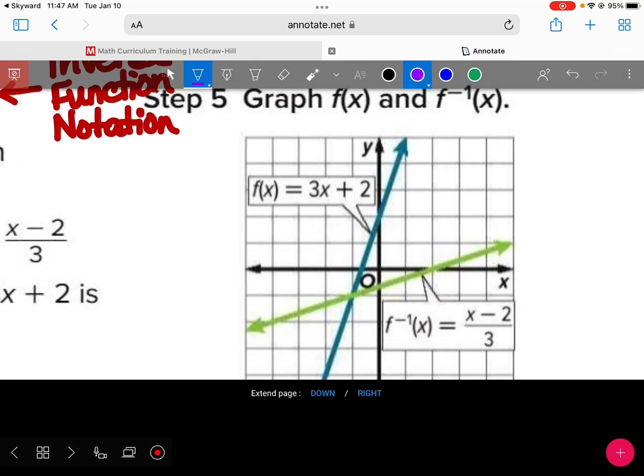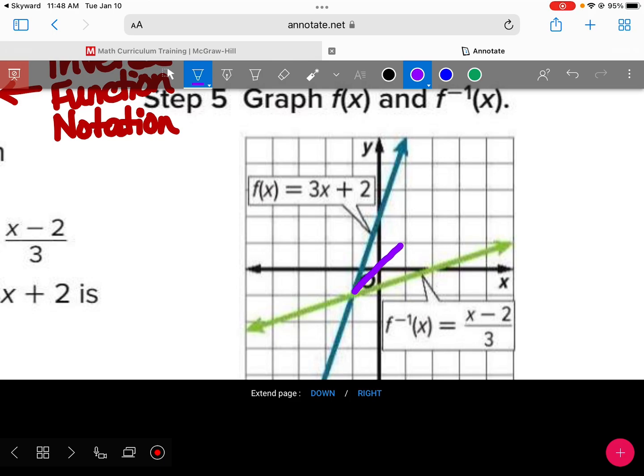And if you look in this picture right here, do you see the blue line that they have that's almost up and down? That's the original function that they gave. That has a y-intercept of 2 and a slope of 3. That's my original function. Do you see that light green one? That's my inverse function that we just found.